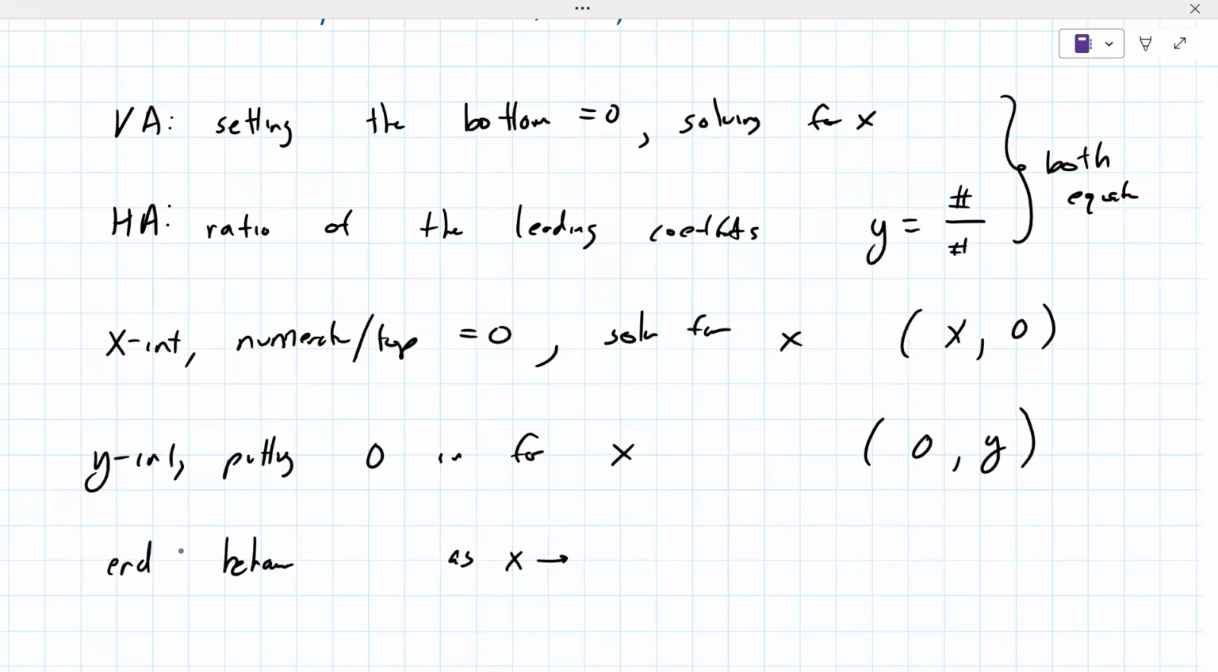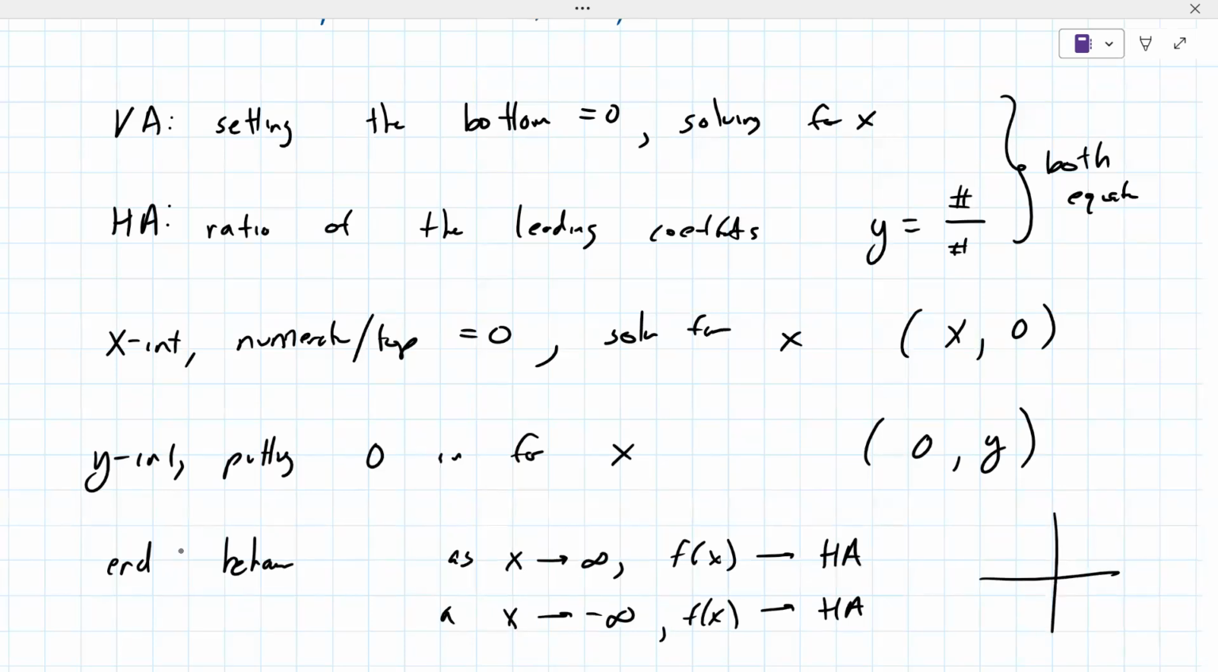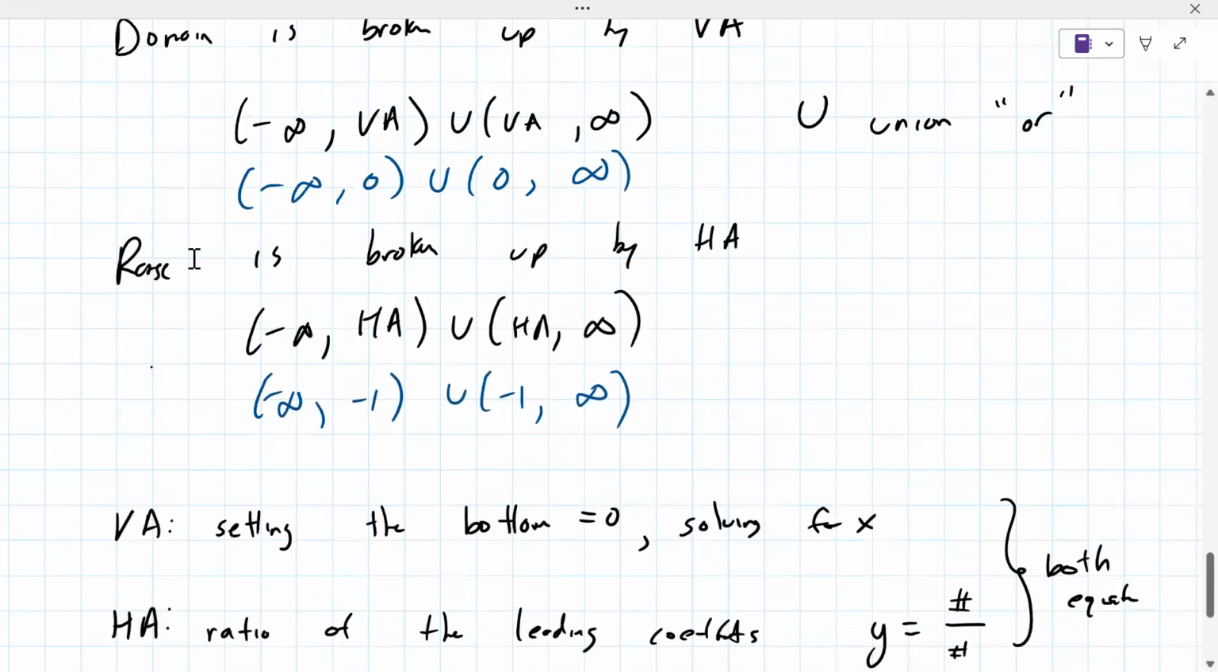It's as x goes to infinity, f of x goes to the horizontal asymptote. And if x goes to negative infinity, it also goes to the horizontal asymptote. So are they both to the horizontal? Yep, HA, because you've seen this over and over again. It always approaches the same thing. It's always going left and right.